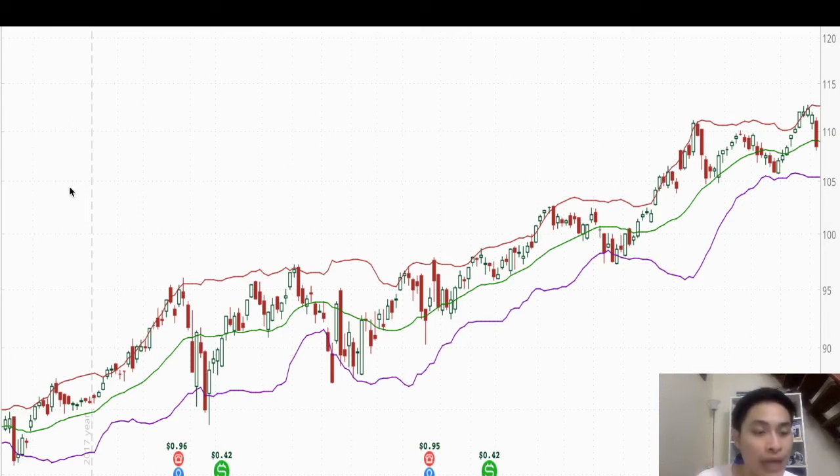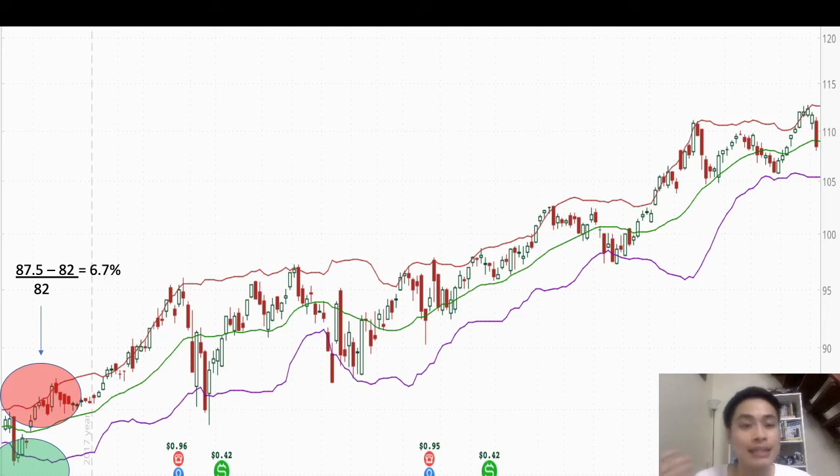So where would we enter? We will enter this point, right? Because again, prices are at the lower part of the Bollinger Band, and we would have sold it at around this point because prices are at the upper Bollinger Band. So let's take a look. We would have sold at around 87.5, so around this point, right? And then we got in at around 82. So 82 will be around here, right? So we divide it by 82, which is the base, and we will have 6.7%. So 6.7% is the amount of profits that we have generated from this single trade.